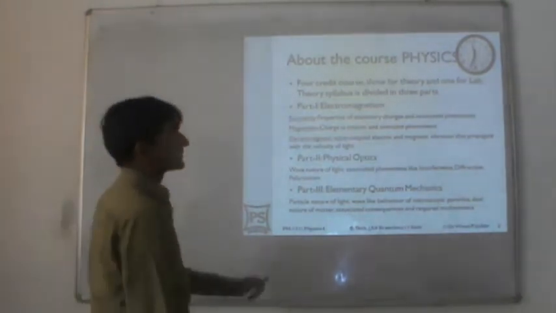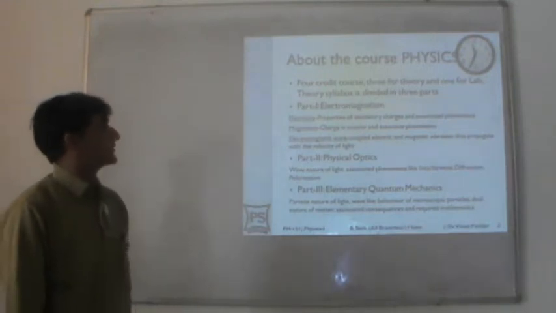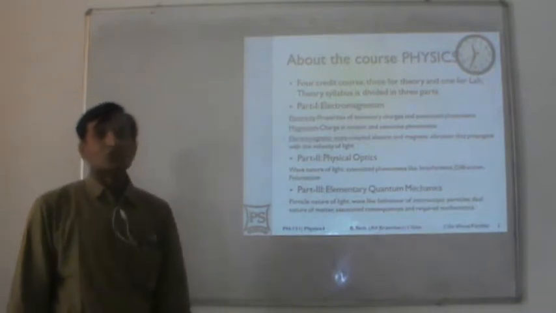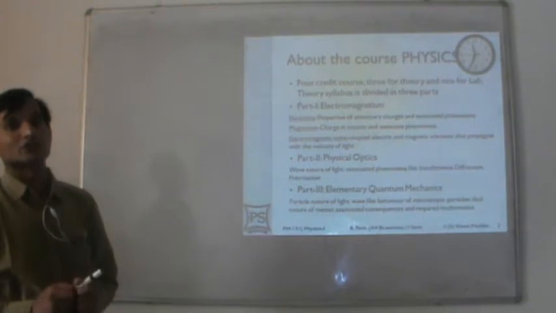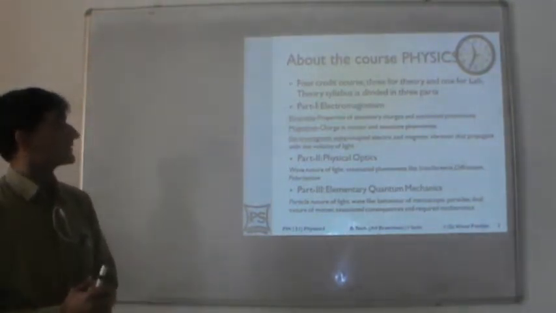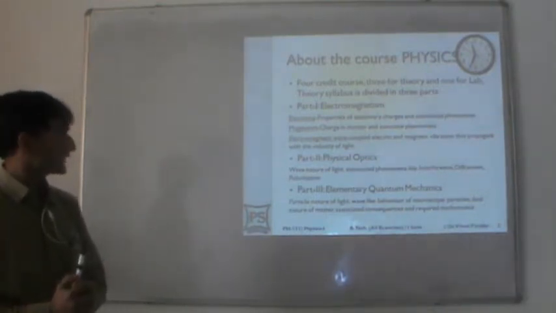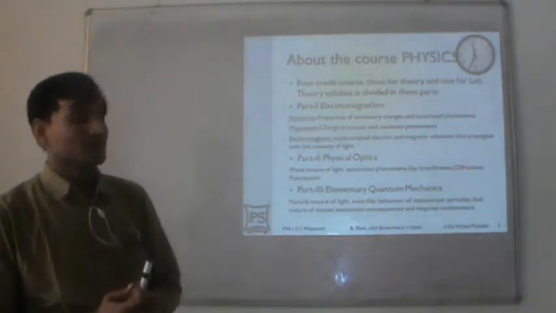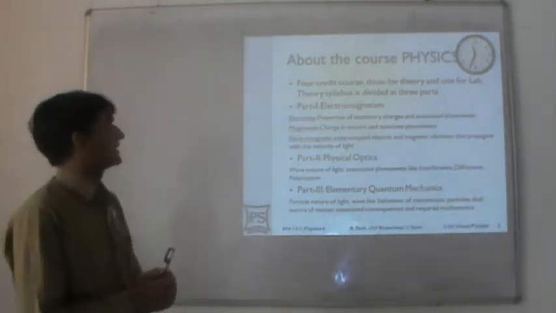So primarily this course is divided into laboratory and theory sessions. So normally it is defined in terms of credit. So this course has 4 credits, 3 credits for the theory and 1 credit for the laboratory. So basically you will have 3 theory classes in a week and a 2 hour practical session in a week. Now when you look at the theoretical content of this course, it is basically divided into 3 parts.